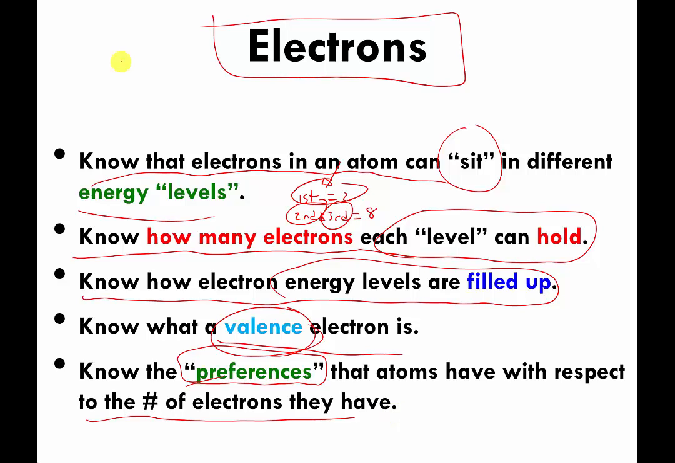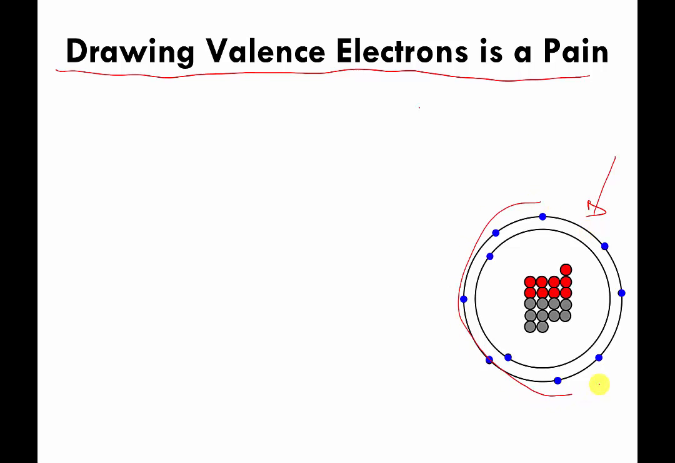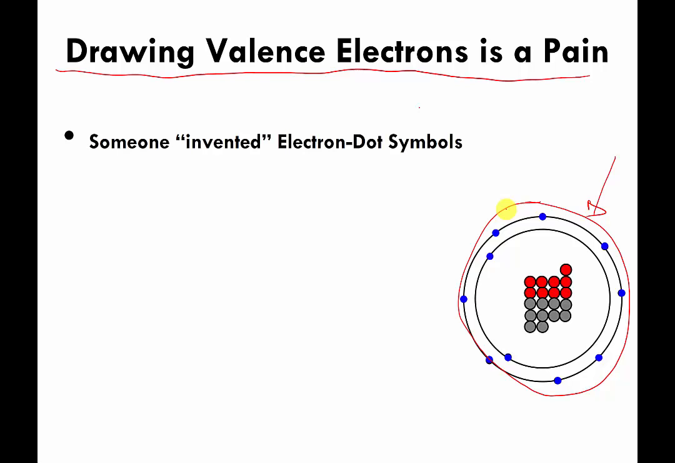At this point, I want to shift gears a little bit and talk about something a little bit different. I want to talk about the fact that drawing electrons and drawing atoms the way that I've been drawing them is a little bit of a pain. You don't want to do this if you can avoid it. You don't want to draw these elaborate pictures. So it turns out that somebody, his name was Gilbert Lewis, he lived about 100 years ago, invented a simplified way of drawing important, or what are usually considered important electrons.